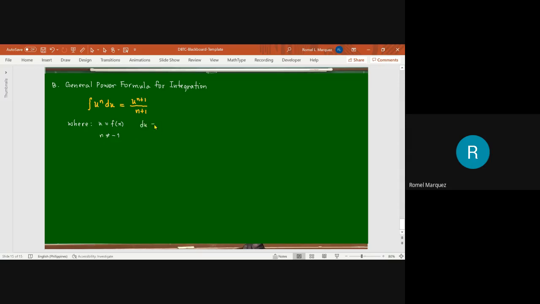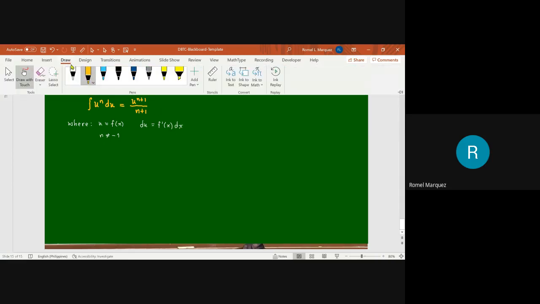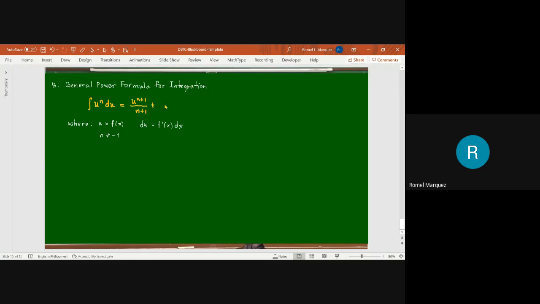So let's have number 1. Evaluate the given integral. We mean this indefinite integral.